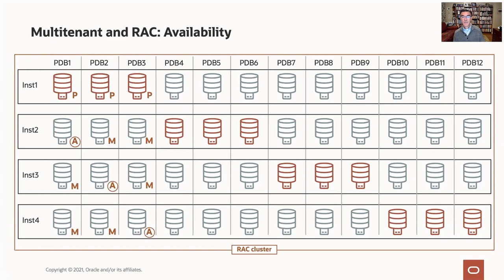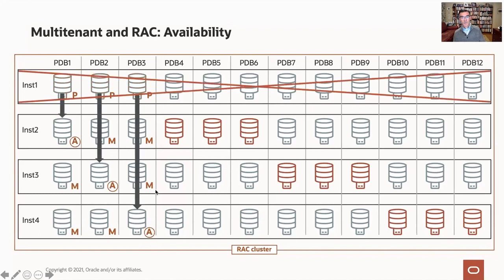For instance, PDBs 1, 2, and 3 each have preferred affinity for instance 1. To spread the burden of a potential node failure across the cluster, each of these PDBs is marked available in a different node, PDB 1 in instance 2, PDB 2 in instance 3, and PDB 3 in instance 4. The M represents the mounted state of each of these PDBs in the other instances. So what happens if instance 1 fails? Each PDB that was open on the failed node fails over to the designated surviving node.